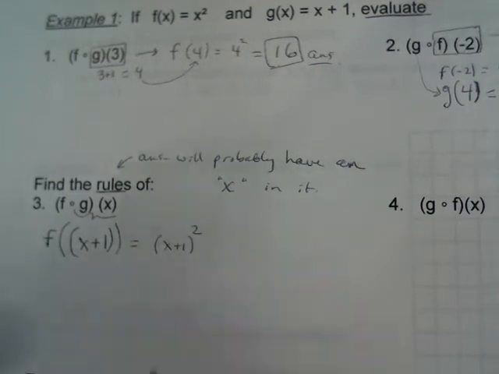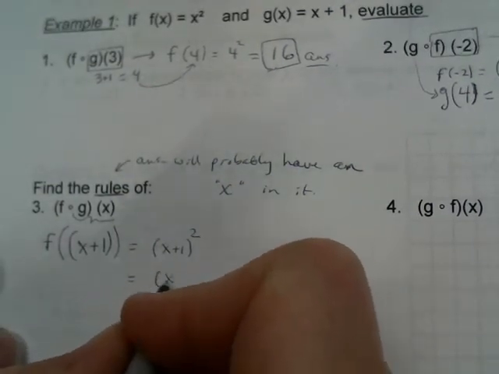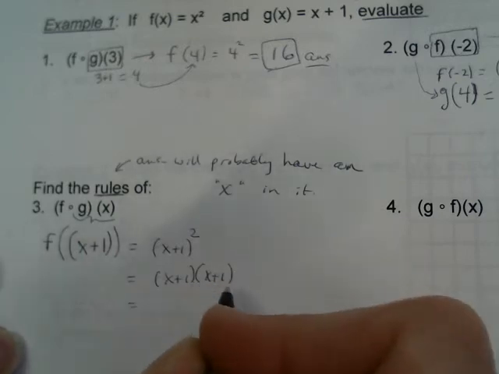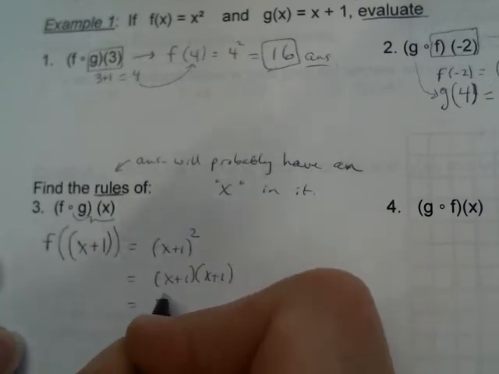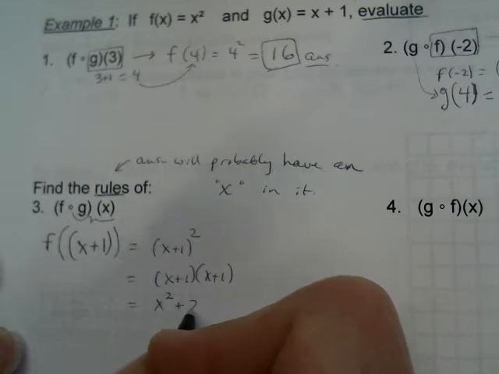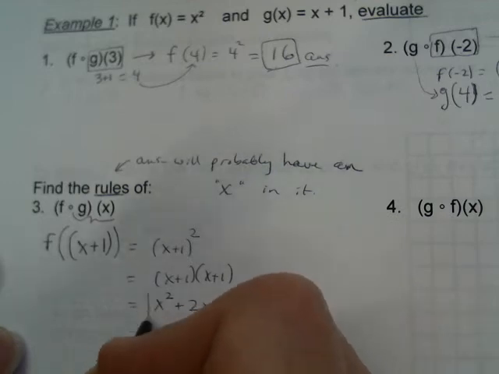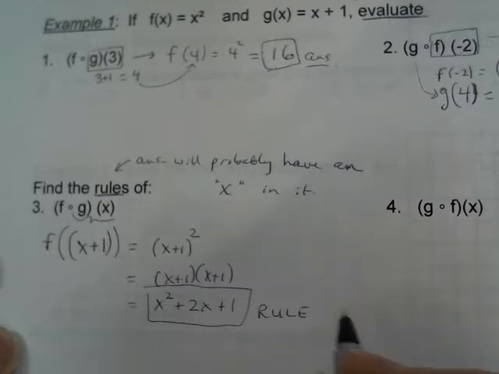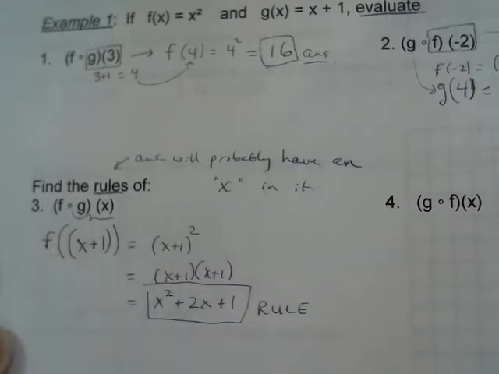And how do you square x plus 1? Well, you have to FOIL x plus 1 with itself. And if you've done this enough times, I hope you have by now, you'll see that it's x squared plus 2x plus 1. So there would be the rule. This is the rule. It's not an evaluate because we don't have a number, but it's a rule.